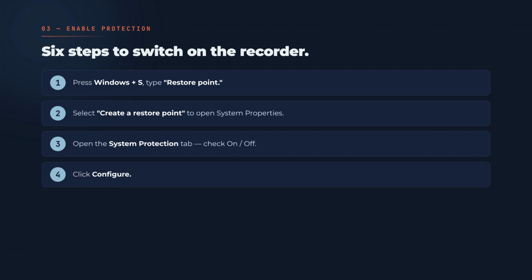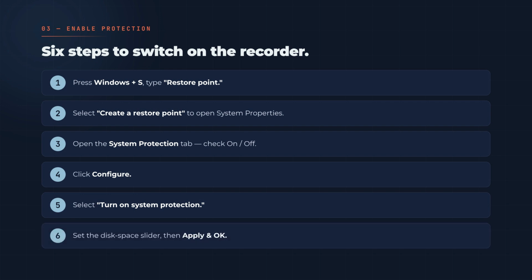Fifth, inside that Configure screen, select Turn on System Protection under Restore Settings. And sixth, drag the disk space slider to however much storage you're comfortable dedicating. Then click Apply and OK. That's it. The recorder is now running. Windows can start capturing snapshots of your system state whenever something significant changes, and whenever you ask it to.